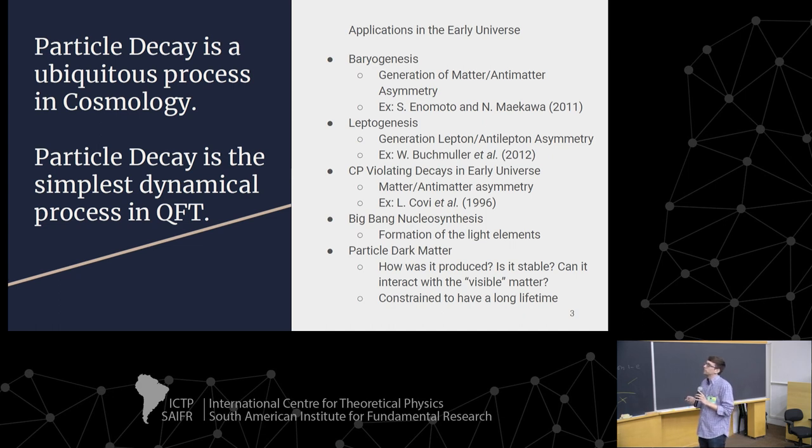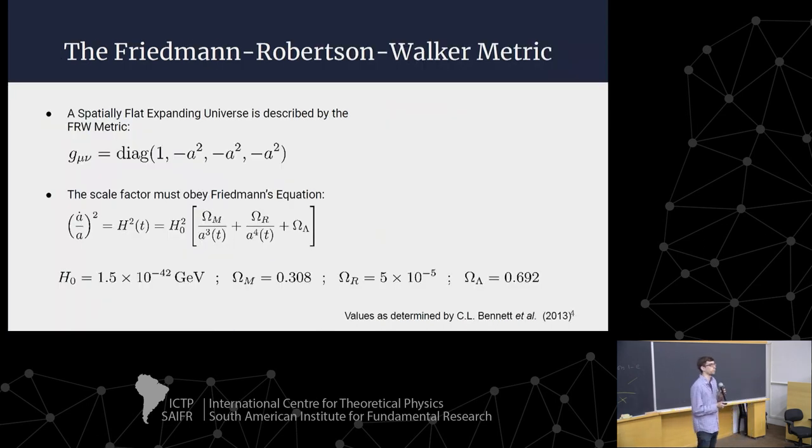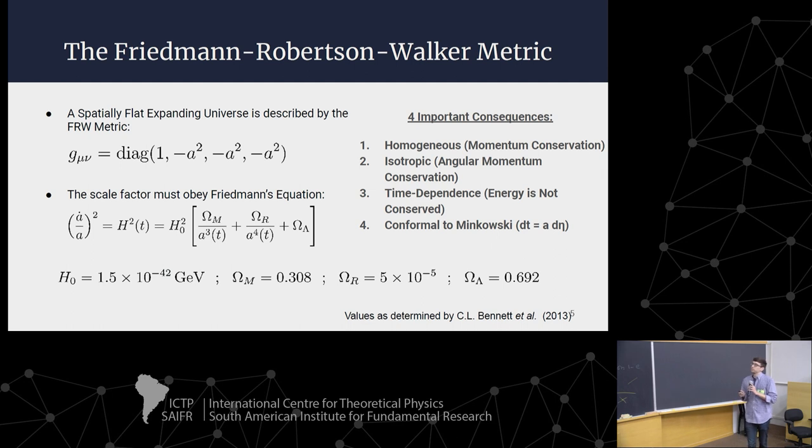So what I'd like to do is compute particle decay, but not in Minkowski spacetime, rather in the Friedman-Robertson-Walker metric, okay? Everyone's familiar with this. The main important thing for theorists, there are four consequences to the metric having this character. There are Killing vectors which enforce momentum and angular momentum conservation because the metric is homogeneous and isotropic. But unlike in the Minkowski metric, this one has explicit time dependence through the scale factor a. This means there's no timelike Killing vector, and so energy is, strictly speaking, not conserved. Furthermore, it's conformal to Minkowski, and I'll be basically working in conformal time for the rest of the talk.